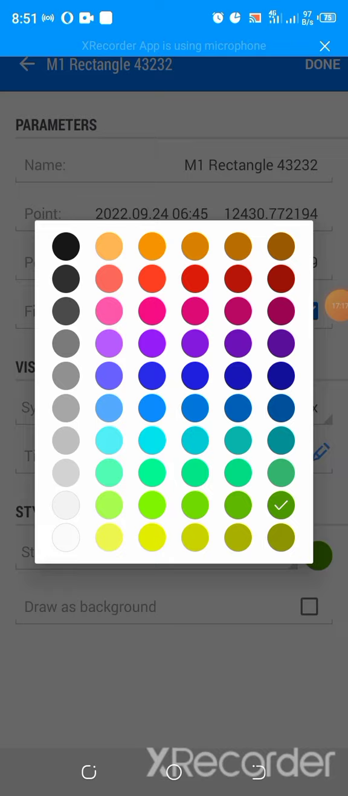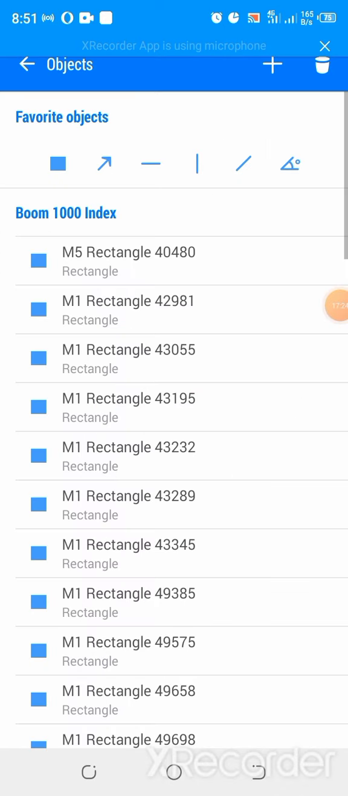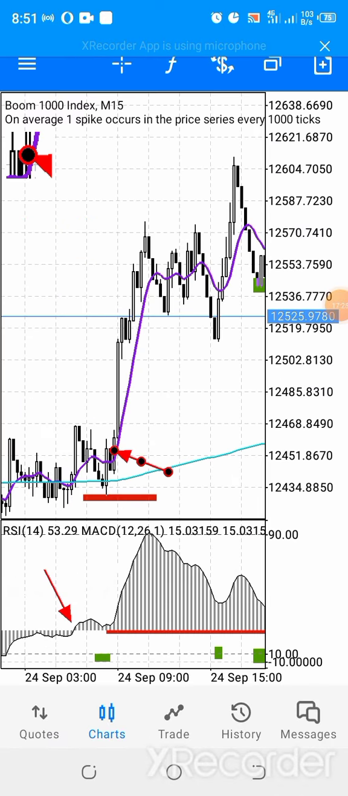Let me change the color. I want to use red all through. That is your stop loss, and this would have been your entry. Any of this candle or this candle was your entry. And you can see that this candle was not long, it was small. It was not as long as this candle here. Okay, don't trade this kind of candle, please guys.